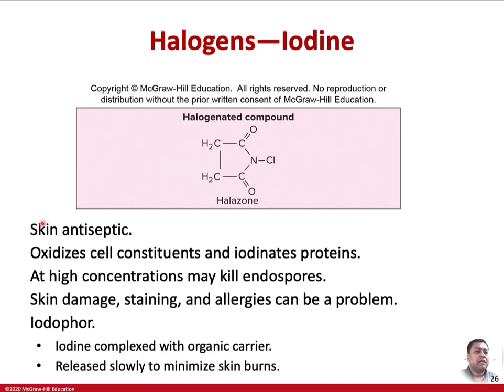Now, what they do is that they are skin antiseptics, oxidize the cell constituents and iodinate proteins. When they iodinate the protein, it will denature. At high concentration, they can also kill the endospores. For example, what we can find like Betadine, your over-the-counter iodine, can cause a little bit of skin damage, staining, or sometimes allergy is a problem with these typical tinctures.